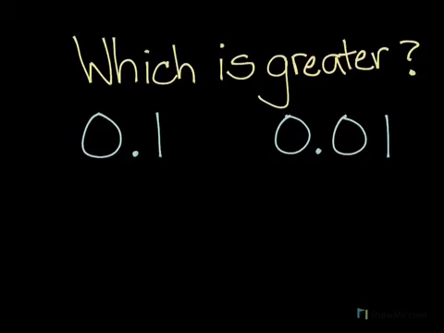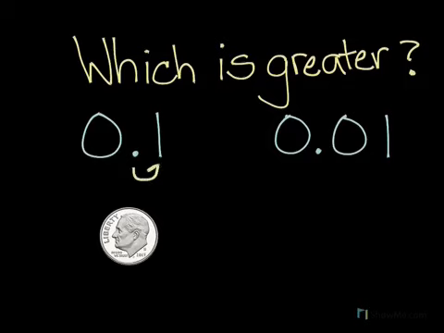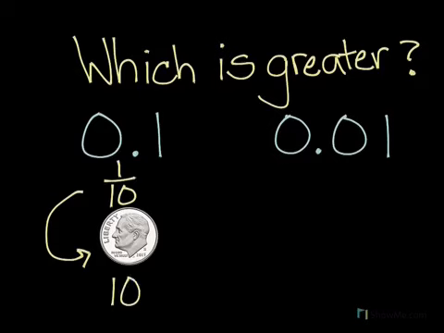Which is greater? So let's take a look at these two decimals. If I look at my first decimal, I notice to the right of my decimal point is a 1. I know that 1 is in the tenths place. Therefore, this decimal is 1/10, which is the same as 1 dime, 10 cents.